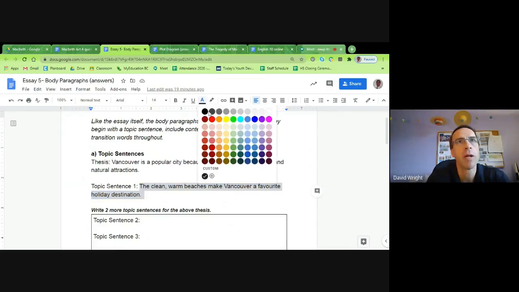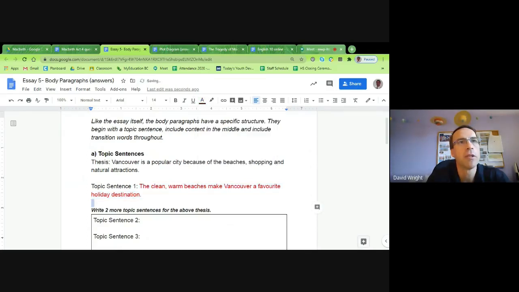And I'm going to put it in red because normally I would have made you do this, but I'm going to give you one example at least. Now this topic sentence is going to be related to this thesis. It has to be related. So here I go. The clean, warm beaches make Vancouver a favorite holiday destination. Ta-da!